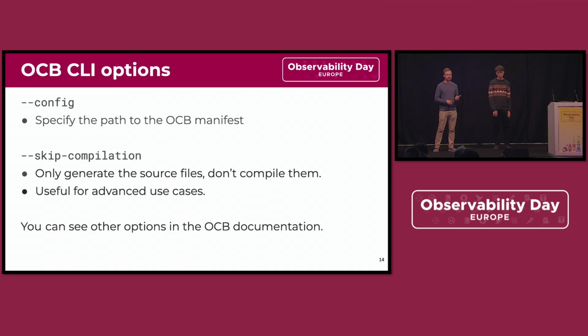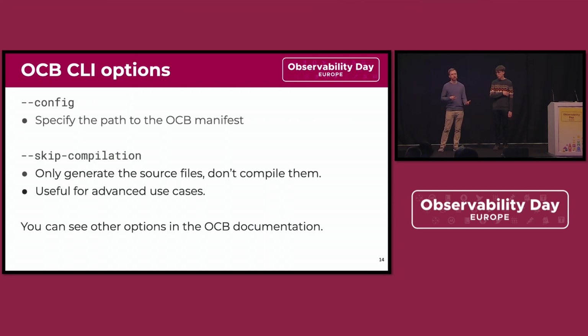One is the config flag. So like I said, all you need is a manifest. You just call the config flag, you give it the path to your manifest, you invoke it, and you get a binary. But let's say you want to do some tweaking on the resulting Go code before you build it.